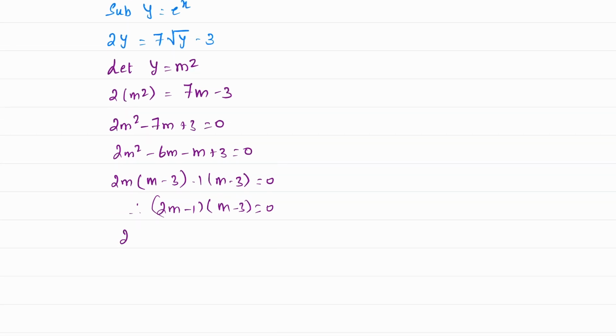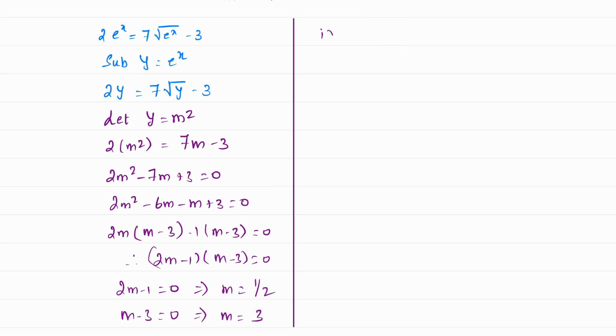So 2m minus 1 equals 0, which means m equals 1 over 2, and m minus 3 equals 0, which means m equals 3. So there are two values for m, and we have to put it back in y and get the value for y. Now case 1, if m equals half, what does it mean? From y equals m square, we can say y equals half raised to 2 by substituting the value of m. So therefore y equals 1 over 4.